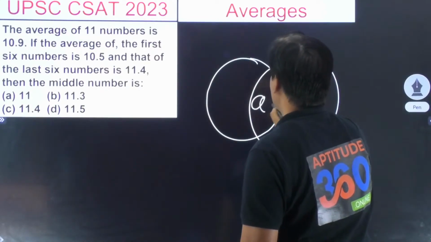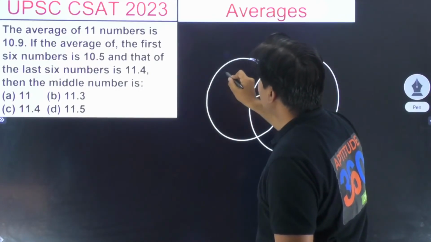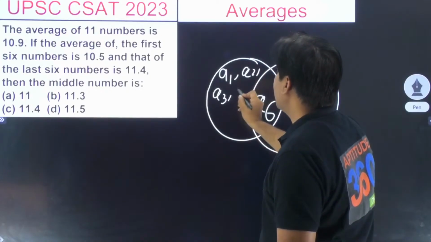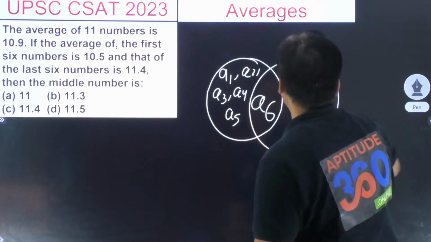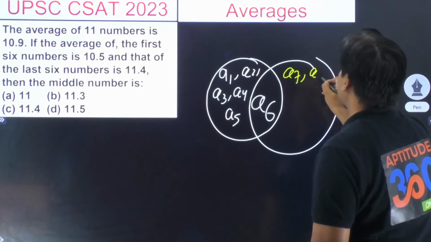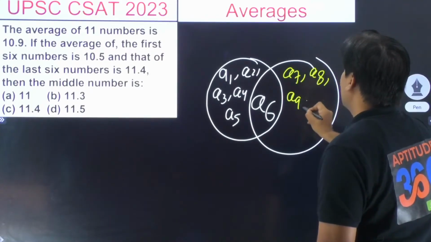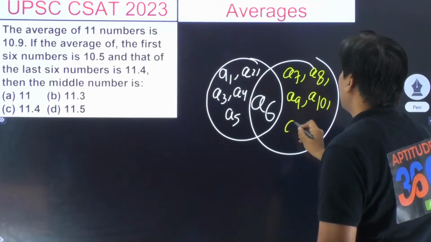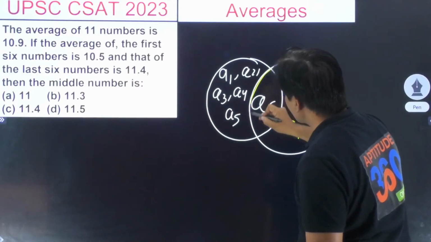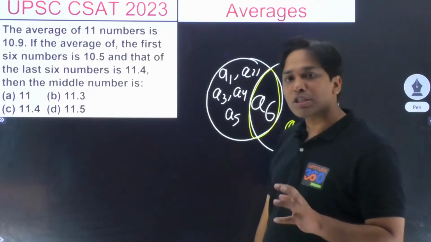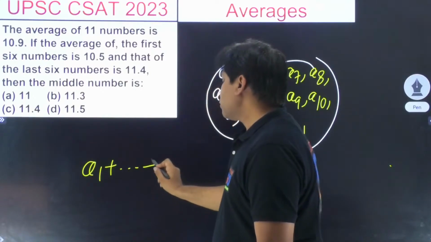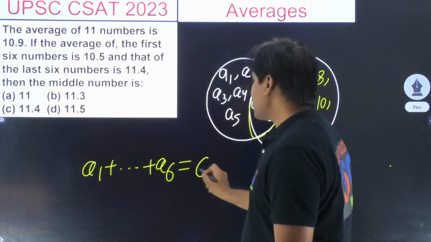This is the 6th element, and from here you have A1, A2, A3, A4 and then A5, isn't it? And then maybe we have the 7th element, and then 8th, 9th, 10th, and then 11th. My point is to tell you that this one is common here. This one is common here. So how do we find the sum of the first 6? You see, the sum of the first 6 will be A1, A2 up to A6.